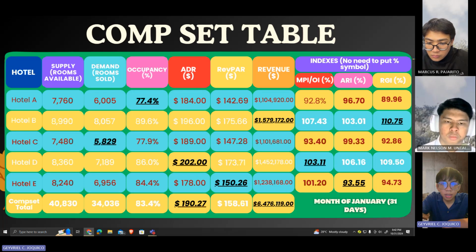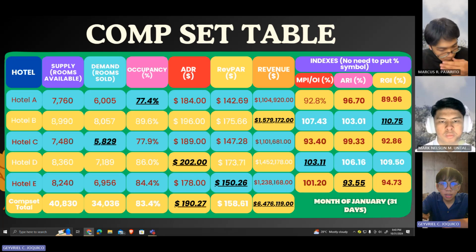Now, the Market Penetration Index compares a hotel's occupancy to that of its competitive set. A score of 100 signifies that the hotel attracts more guests than its competitors, while a score below 100 indicates the opposite. For example, Hotel B has an MPI of 107.43, demonstrating its effective occupancy strategy and competitive advantage in capturing guest demand, with an occupancy rate of 89.6%. This high MPI underscores Hotel B's strong market position, making it a top choice for travelers.